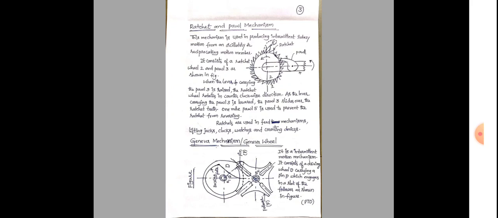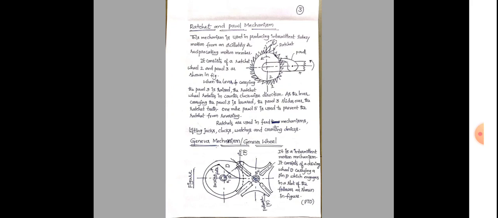Now the third intermittent motion mechanism is a Geneva mechanism or simply a Geneva wheel. As shown in the figure, it consists of a locking plate, pin that is P, follower that is F.